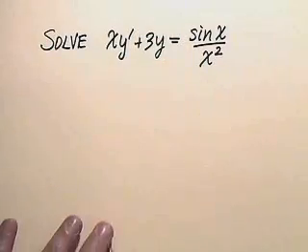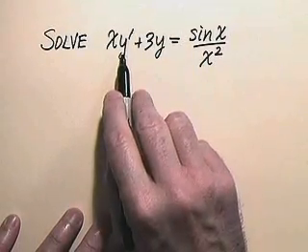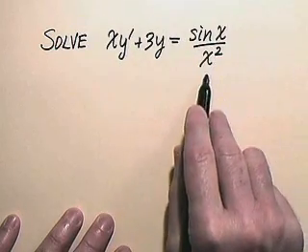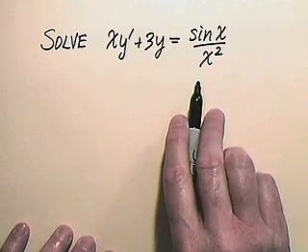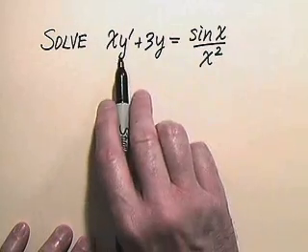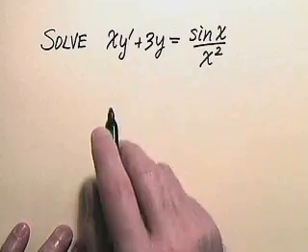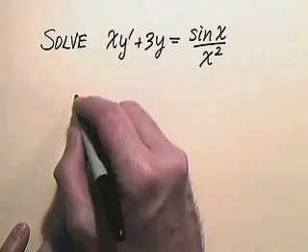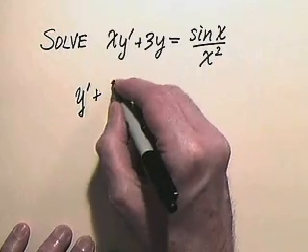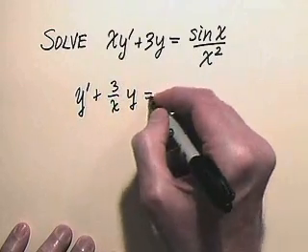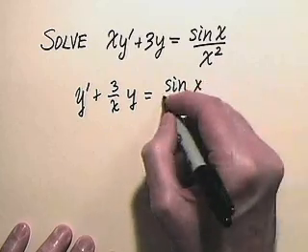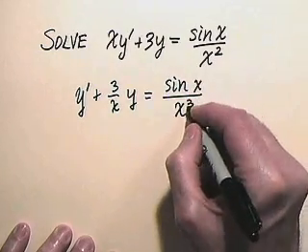Now let's solve a first-order linear differential equation by finding an integrating factor. So here we want to solve the equation x y prime plus 3y equals sine x over x squared. The first step is to put this in standard form. That is, we want y prime plus a function of x times y equals a function of x alone. So we divide through by x. We get y prime plus 3 over x times y equals sine of x divided by x cubed.